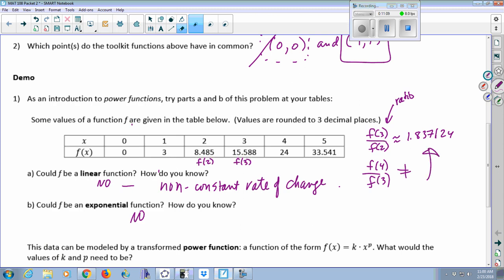So this does not have a constant ratio between successive outputs, but there's something looking at you smack dab in the face that should have told you, like, boom, there's no way this is exponential. Hannah, were you about to raise your hand? Yeah. 1, 3, and 4, 24. Why does that tell you they couldn't be?